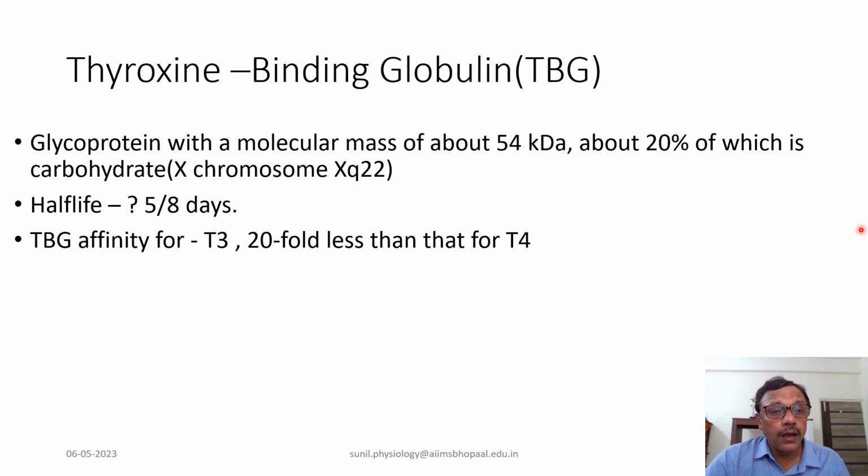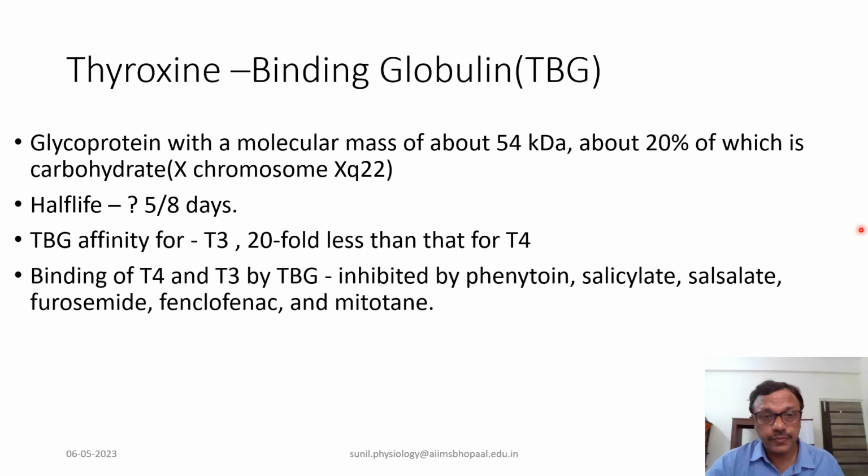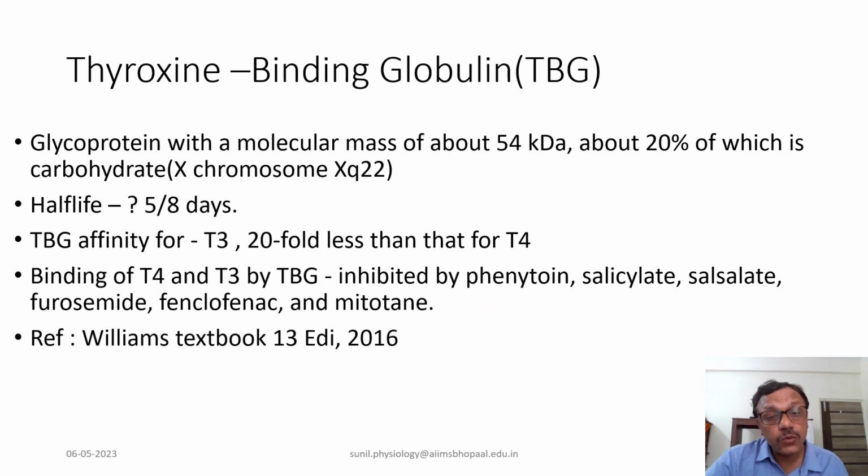The affinity for T3 is approximately 20-fold less, 20 times less for T3 as compared to T4. So it is going to be very tightly associated with T4 as compared to T3. The binding of T4 and T3 by this molecule is going to be inhibited by some of the drugs listed over here. So clinically, when you are giving these types of drugs to the patient, you will have to evaluate whether to give this drug or not.